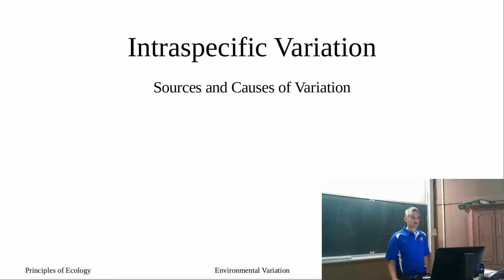All right, we're going to start here. Sources and causes of variation. So we've talked about the evolution side of things. Where we're moving is talking about what environmental factors could produce the variation that we see across the species, and even maybe between populations, between species, and so forth.